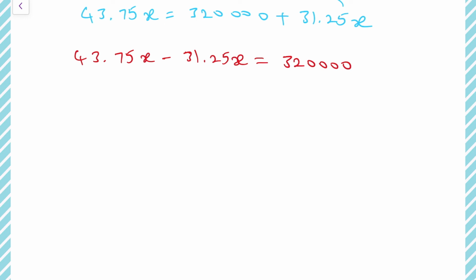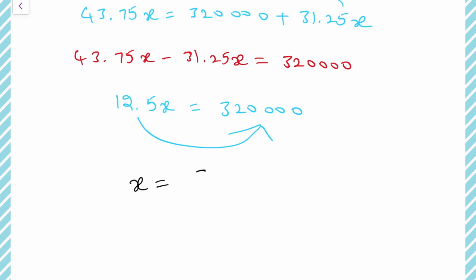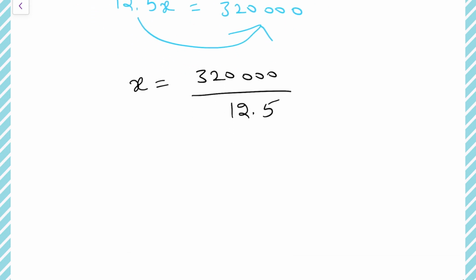So let us do the subtraction. 43.75 minus 31.25: 5 minus 5 cancels, then 7 minus 2 is 5, so 12.5x. 12.5x equals 3,20,000. Now we need to find the x value, so taking 12.5 to the right side it becomes division. x equals 3,20,000 divided by 12.5. Here in the denominator we have a decimal, right? To make the calculation easy, I am removing the decimal from the denominator, so I will add one extra 0 to the numerator.